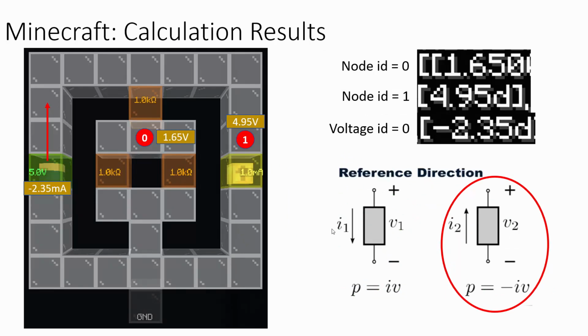All right, so then finally the results. So the results from all this math, we got 1.65 volts at node 0. So that's right here, node 0. 4.95 volts at node 1, which is right here. And keep in mind that node 1 means everything connected to 1. And then negative 2.35 milliamps at the voltage source. So the negative meaning that the arrow is going up. Again, here's your voltage sign current convention.